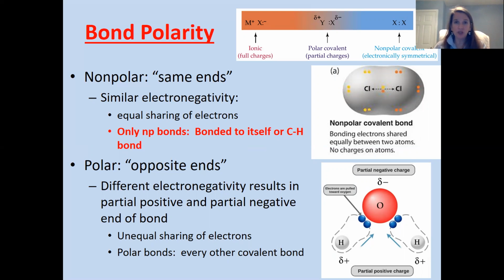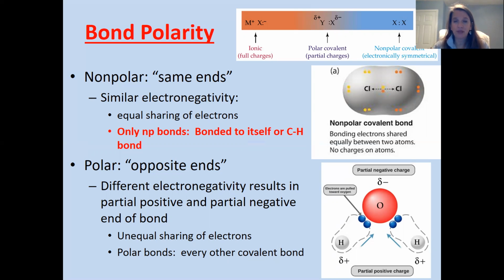It's not going to create full ions because the electrons aren't completely transferred from one thing to the other. But because the electrons are pulled closer to one thing, that thing is going to create a partially negative end to that bond. And the other thing, because it doesn't have the electrons as much, is going to create a slightly positive end of that bond. Okay? There's unequal sharing of electrons in a polar covalent bond.